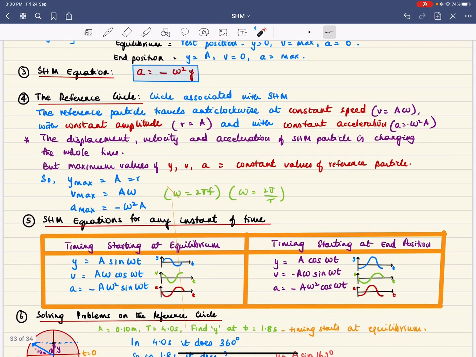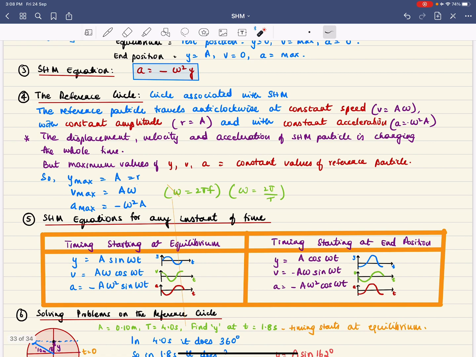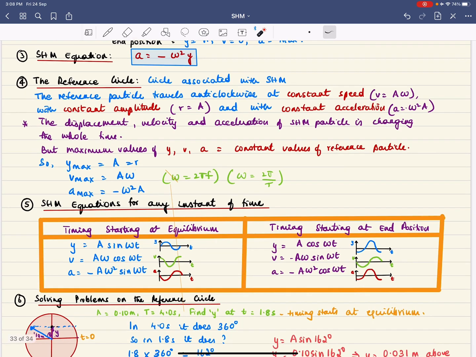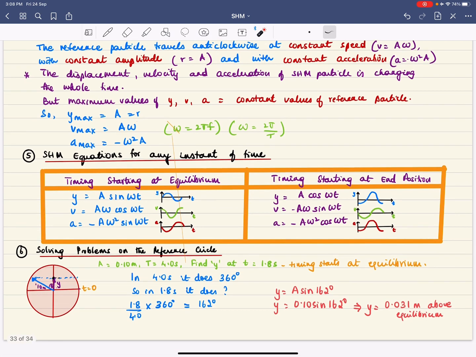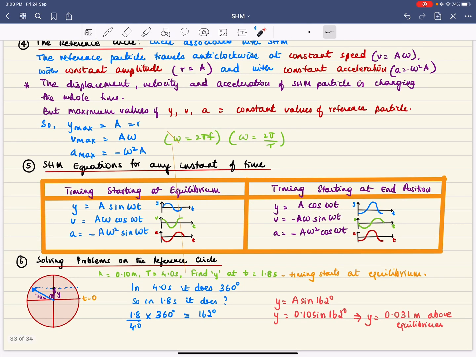There are two sets of equations for simple harmonic motion for timing. One is for timing starting at equilibrium, and the other one starting at the end position. So here are your equations, and these graphs match the equations. These are given to you, but you just need to make sure which one's equilibrium and which one's the end position. I've just done a little example on how you actually use a reference circle to solve problems.